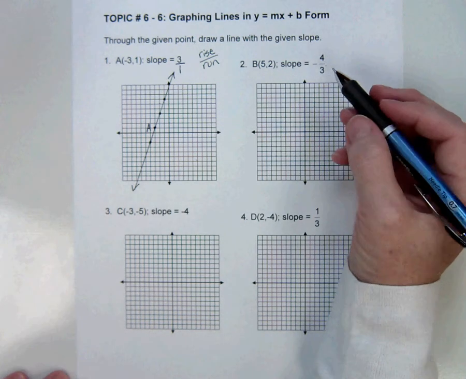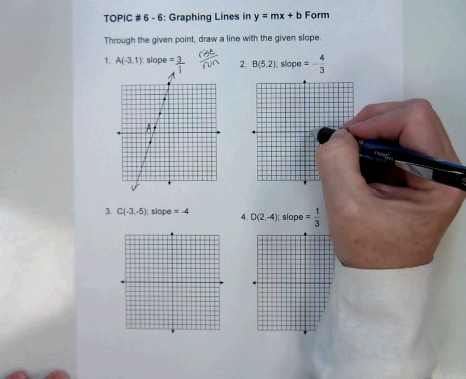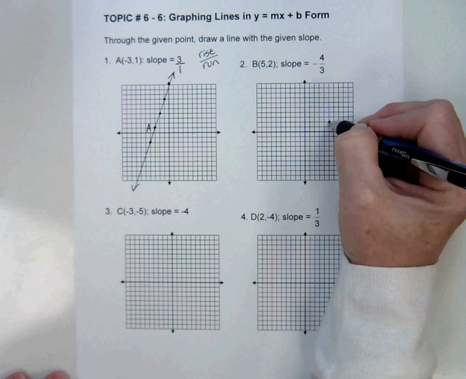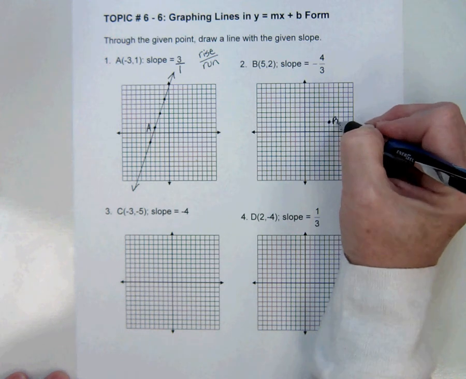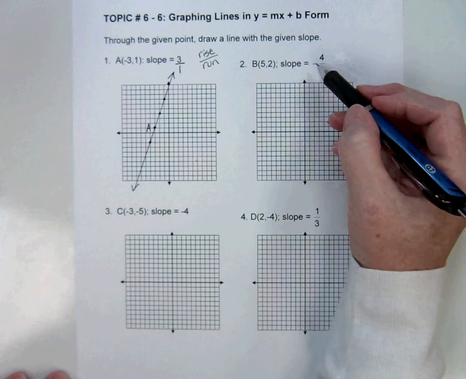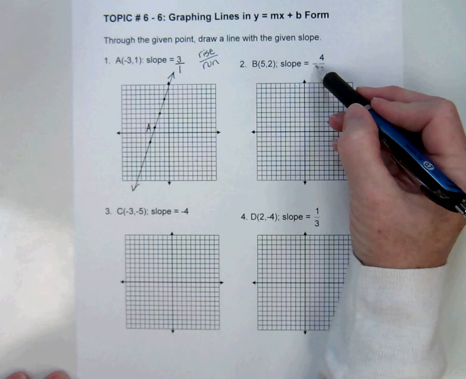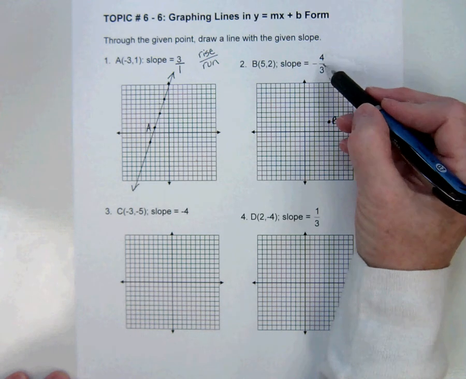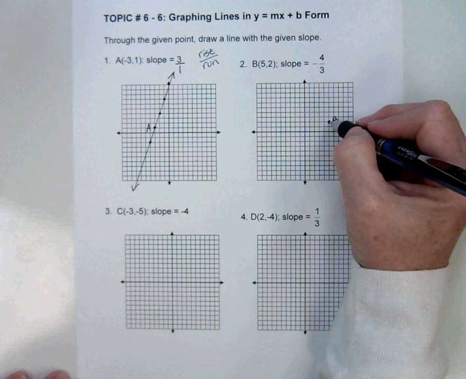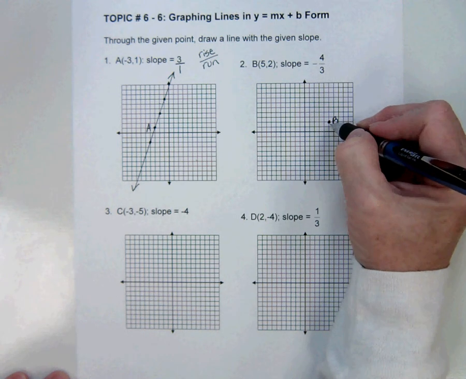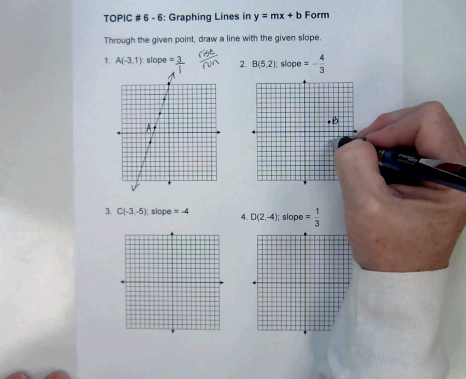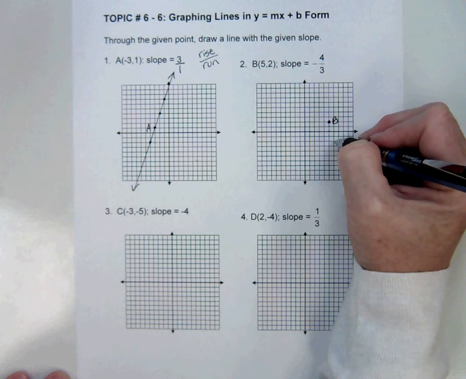You've got 5, 2, 1, 2, 3, 4, 5, up 2. There's your point B. From that point, you have a negative, and you want to make sure you assign this to either the down movement or the over movement. And I always use it for the top number. So you'll go down 4, 1, 2, 3, 4, and then over a +3, 1, 2, 3.